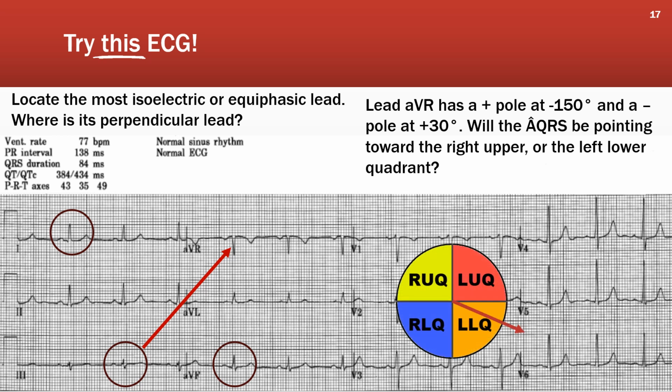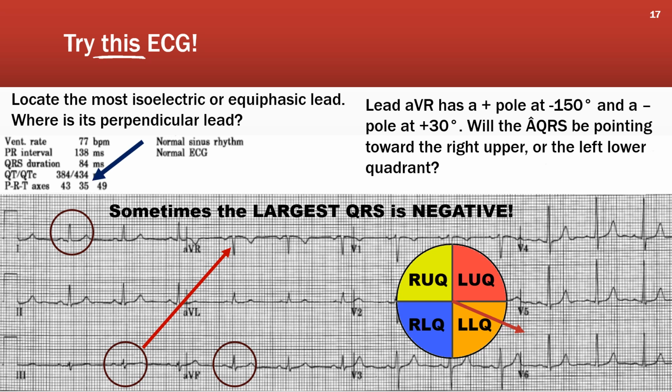Now, don't get me wrong. I'm not saying that lead 1 and lead AVF constitute the boundaries of a normal QRS axis. They denote the boundaries of the left lower quadrant. So the axis would be at approximately plus 30 degrees, and the ECG printout says plus 35 degrees. So we got very, very close there. Always remember that sometimes the largest QRS is negative.